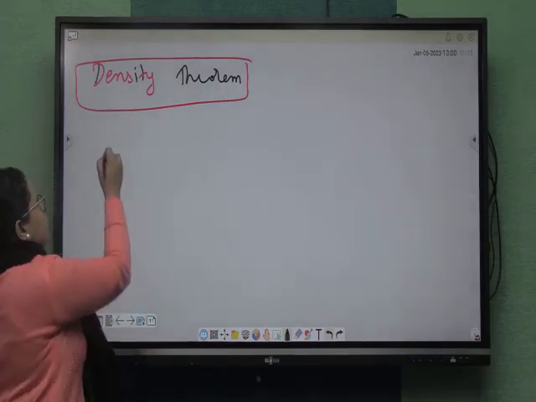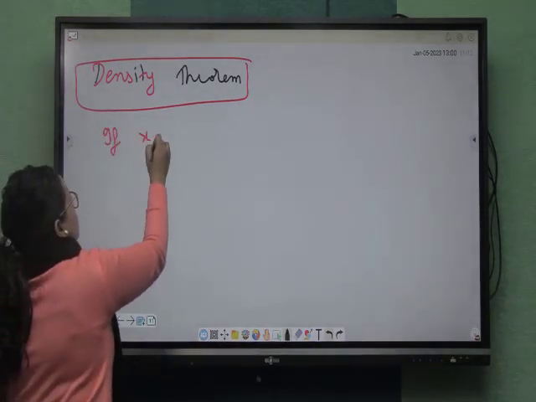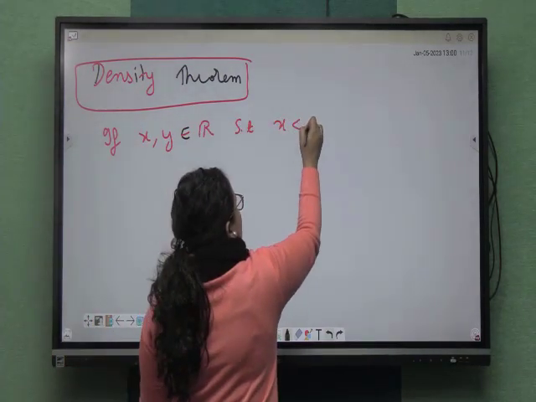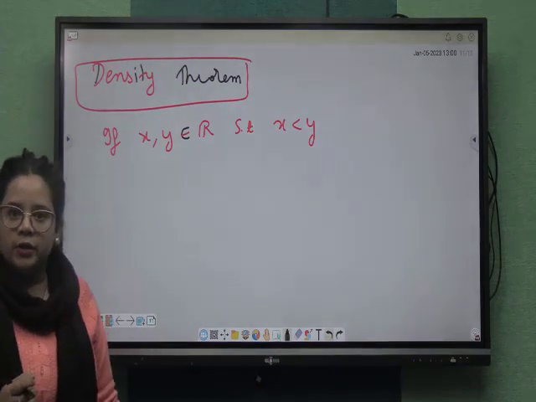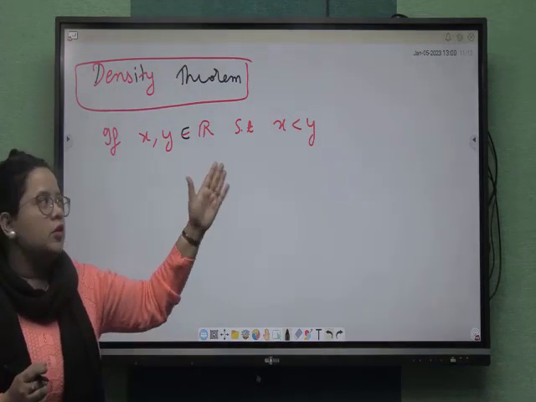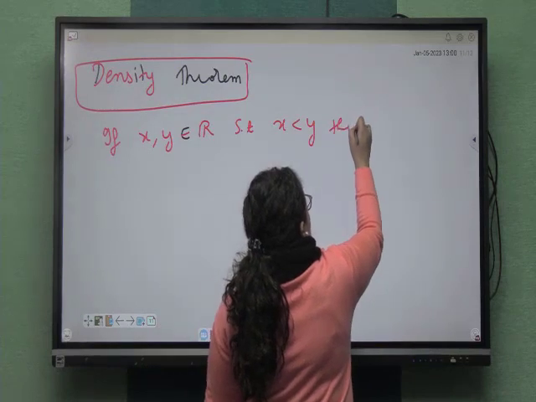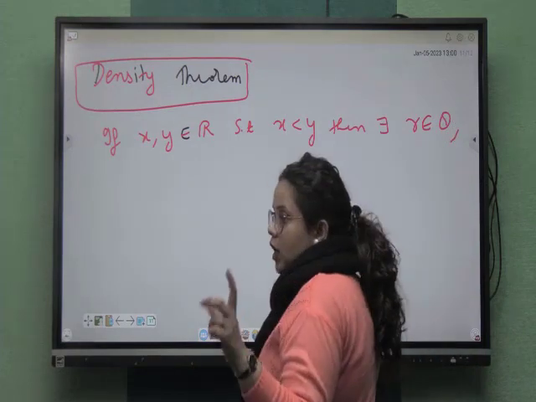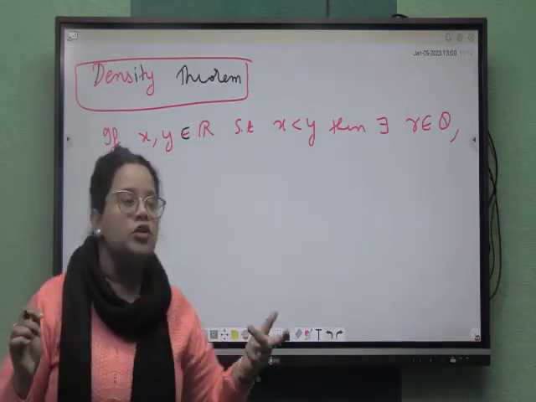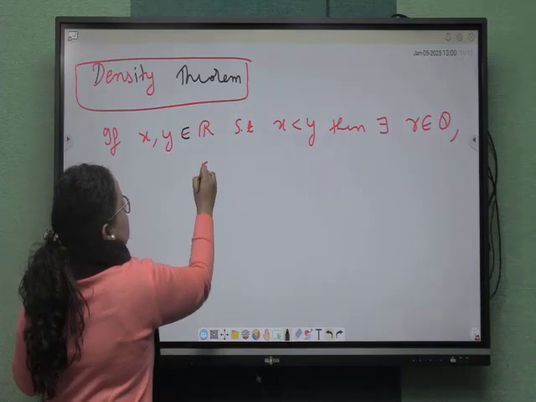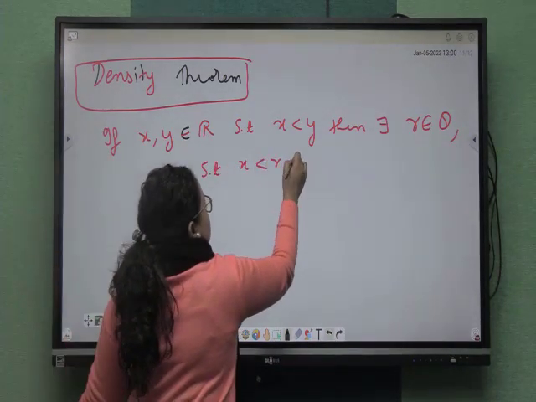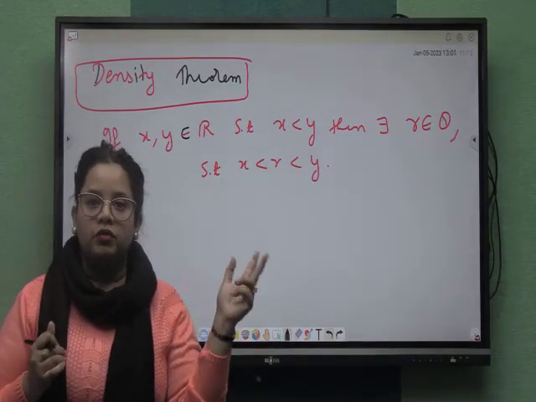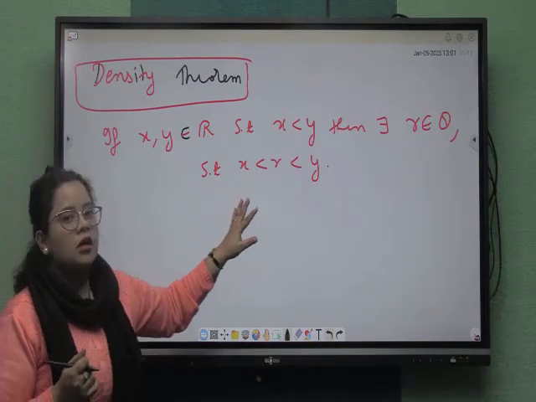It says that if x, y are two real numbers such that x is less than y, then there exists r belonging to Q. An r, a rational number, will be found between these two. There exists such r such that x is less than r is less than y. Maybe you have come across it somewhere. So between any two real numbers there always exists a rational number.